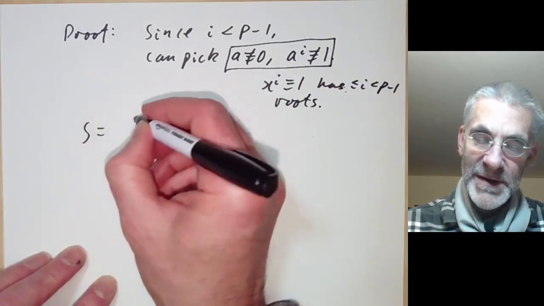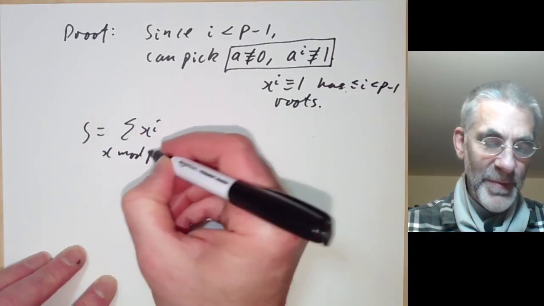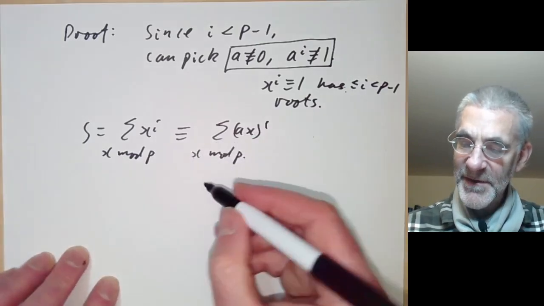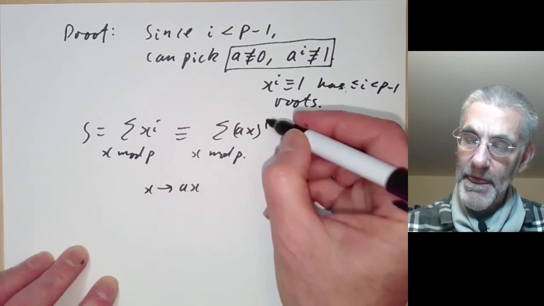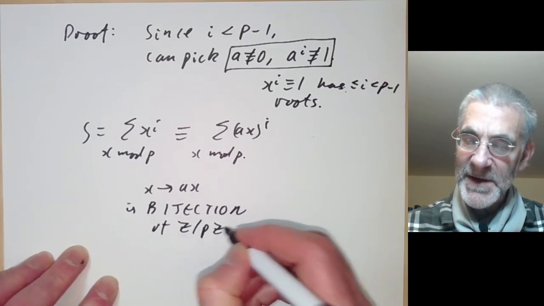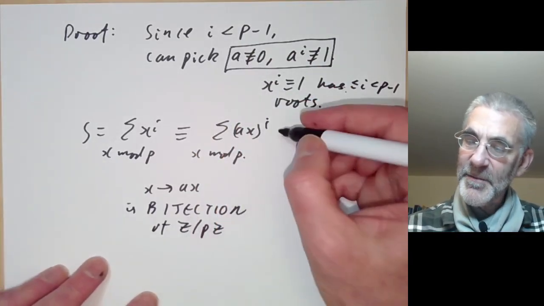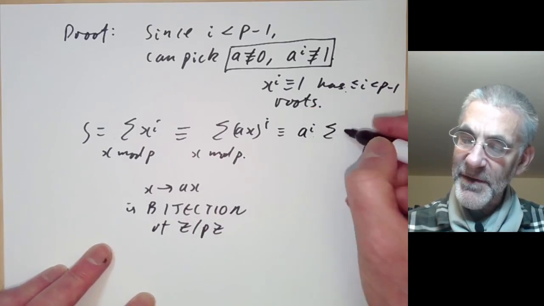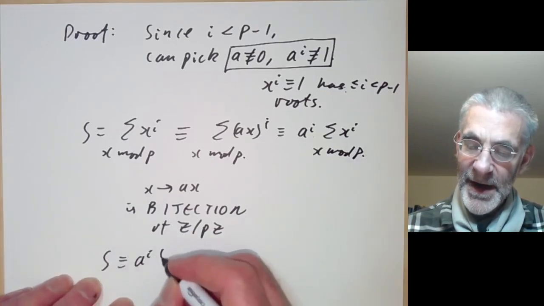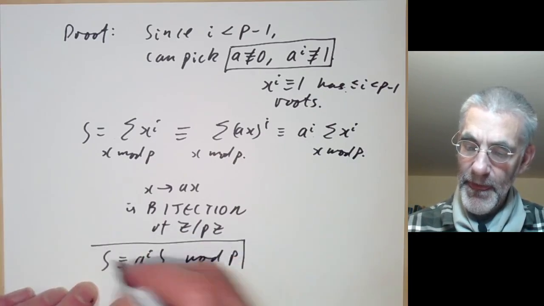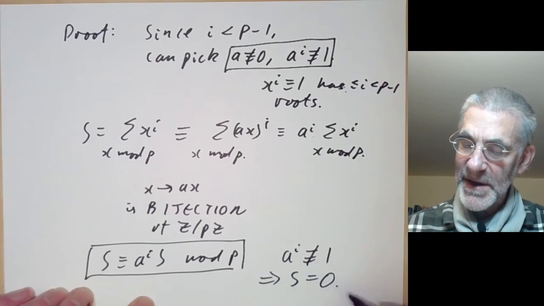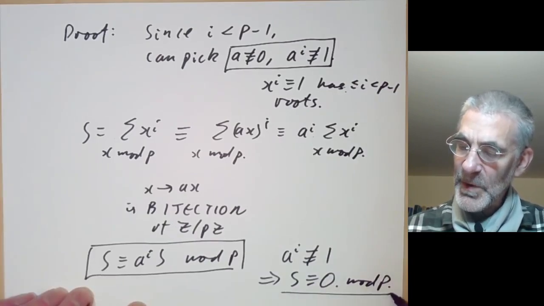And now we write s equals the sum of x to the i, where x is taken mod p, and this is congruent to the sum over x of (ax) to the i mod p. The reason for this is that x goes to ax is a bijection of the integers modulo p. That's because a is non-zero, so it's got an inverse. And this is congruent to a to the i times the sum over x of x to the i mod p, rather obviously. So we find s is congruent to a to the i times s mod p. And since a to the i is not congruent to 1, this implies that s must be equal to 0 mod p, which is what we wanted to prove.